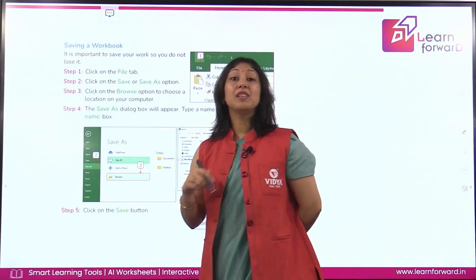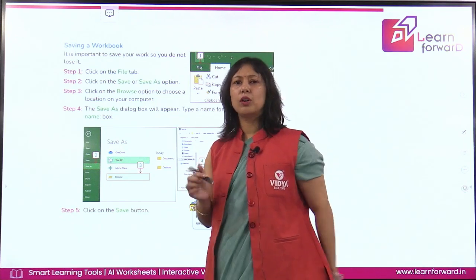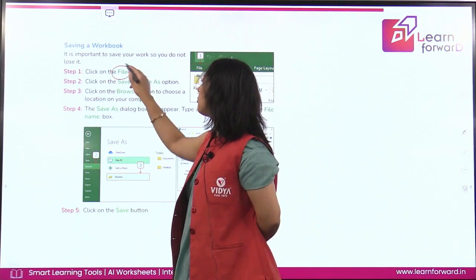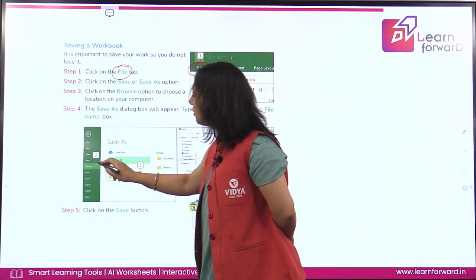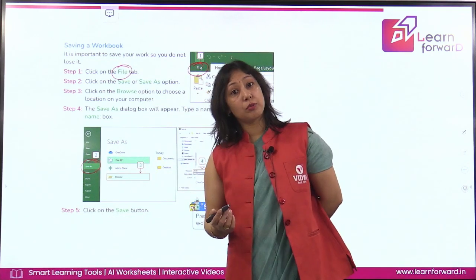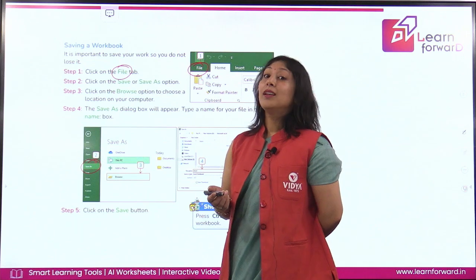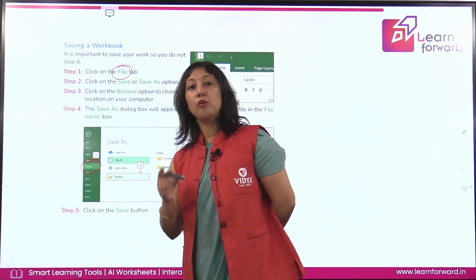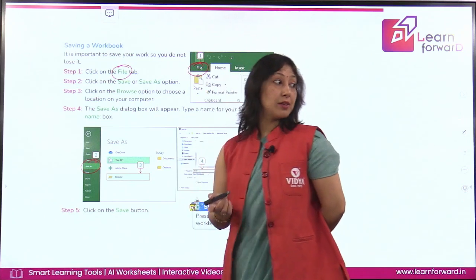Now, how do we save the workbook? Once you are done with your work and have typed all the data in the workbook, you want to save it. For that, again go to the File tab, then within it use the Save As or the Save option, and the shortcut is Ctrl+S. If you are saving it the first time, or you want to give it another name, use the Save As option.